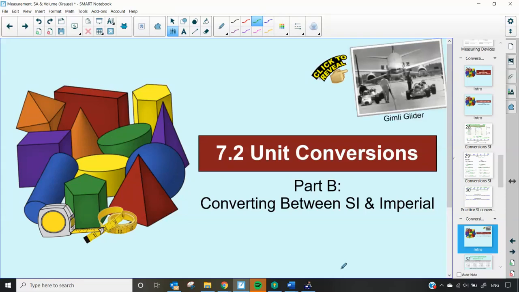And welcome back, guys. We are going to be taking a look at the second part of our unit conversions video. In this topic, we're going to be taking a look at converting between SI and imperial units.